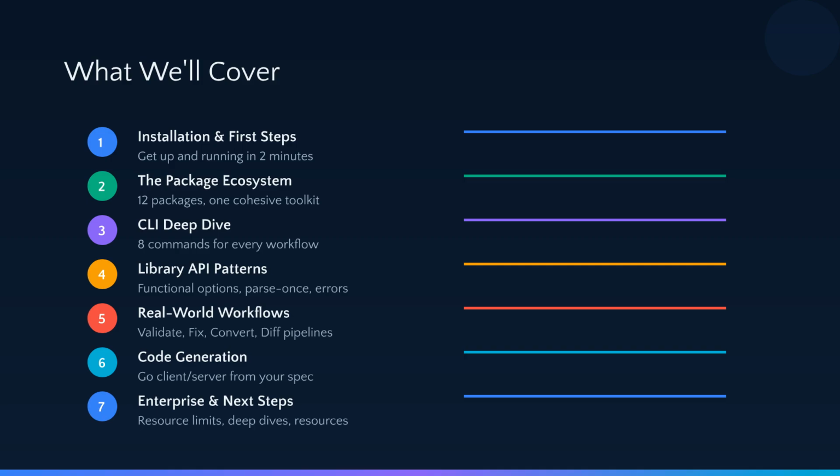What we'll cover. Here's our roadmap for what's covered in these videos. We'll start with installation and a quick hello world to make sure everyone is set up. Then we'll tour all 12 packages so you understand what's available. We'll deep dive into the CLI, since that's often the fastest way to get value. Then we'll switch to the Go library API and learn the patterns that make OAS Tools so powerful. We'll walk through real-world workflows that chain multiple operations together. We'll cover code generation for producing Go clients and servers. And we'll wrap up with enterprise features and resources for going deeper.